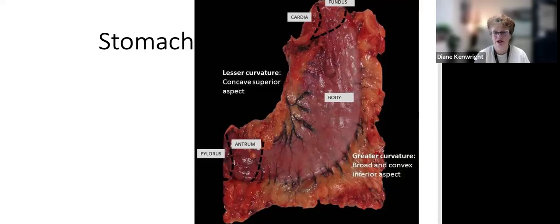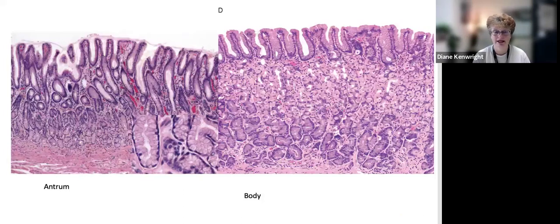These are the definitions of where bits of the stomach are, just as a bit of a reminder about the anatomy. And this is a reminder of the different parts of the stomach. We have the antrum, which is mainly mucus secreting and has mucus secreting glands, and the body, which is full of glands that produce acid and enzymes.